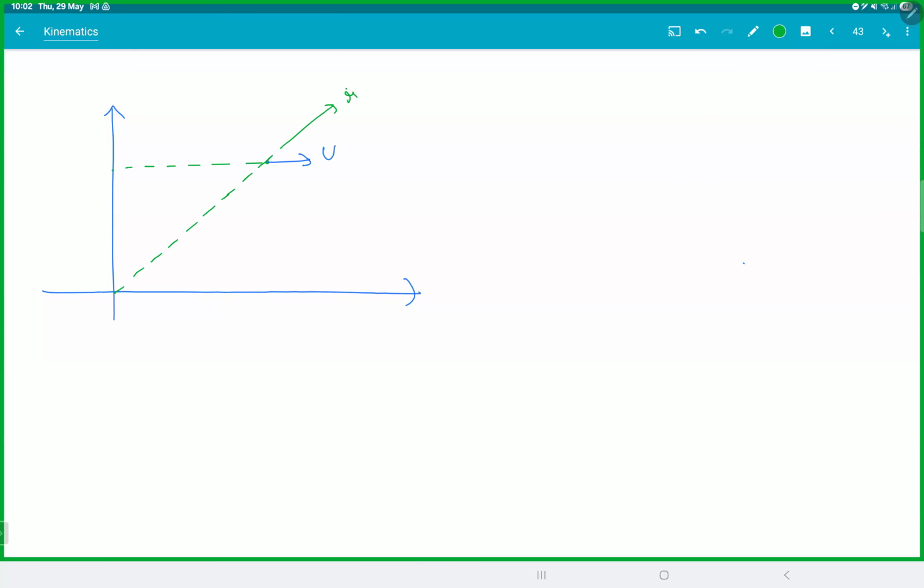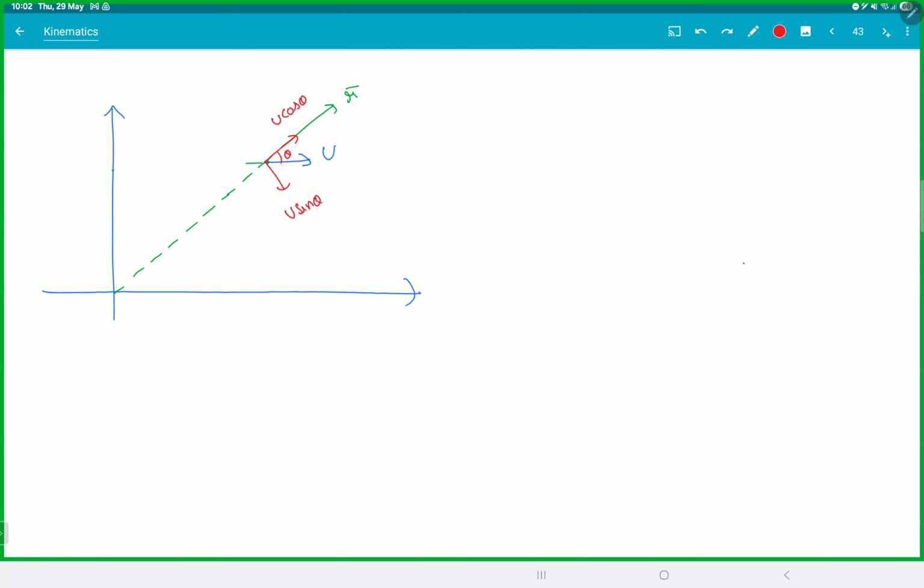This is your r bar. This is your angle theta. So let's resolve the velocity into two components. This component will be u cos theta, and this component will be u sin theta. Now tell me, what is u cos theta doing exactly there? The u cos theta, is it not stretching the vector? And the u sin theta is rotating the vector.